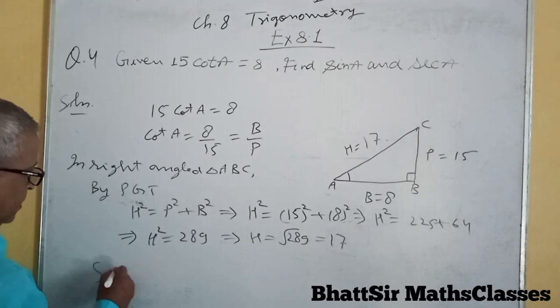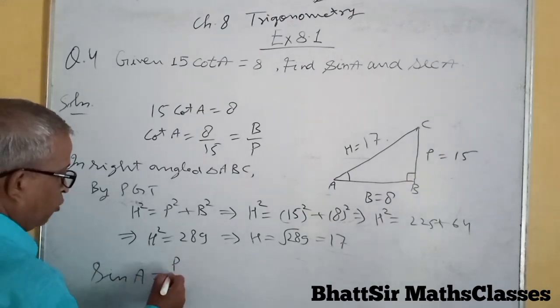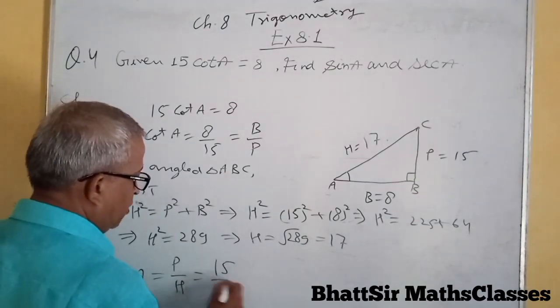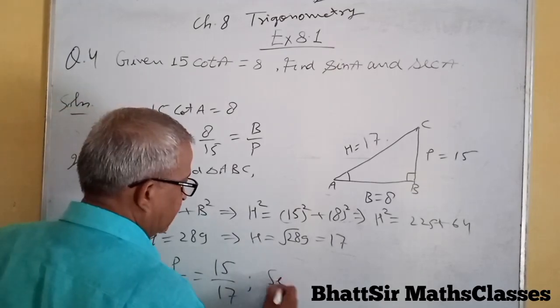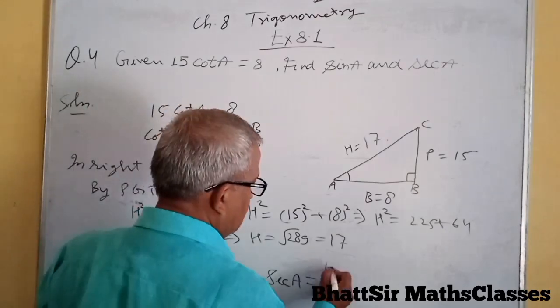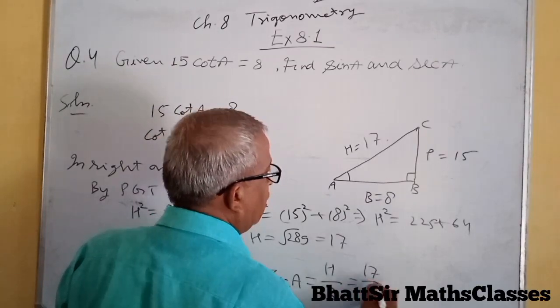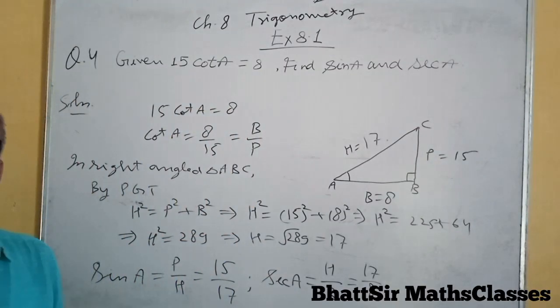Sin A equals perpendicular over hypotenuse. It means 15 upon 17, and sec A equals hypotenuse over base. It means 17 upon 8. It is the answer. So next question.